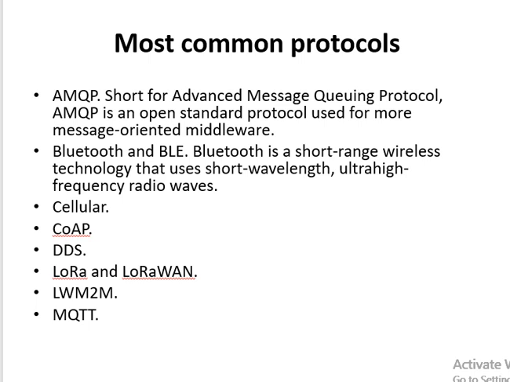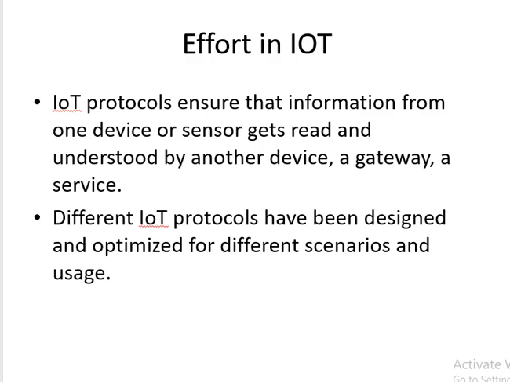So now let us move on to the next slide, which is about protocols in IoT. IoT protocols ensure that information from one device or sensor gets read and understood by another device, a gateway, or a service. Different IoT protocols have been designed and optimized for different scenarios and usage. So, an Internet Protocol is a set of rules that dictates how data gets sent over the internet. IoT protocols ensure that information from one device or sensor gets read.